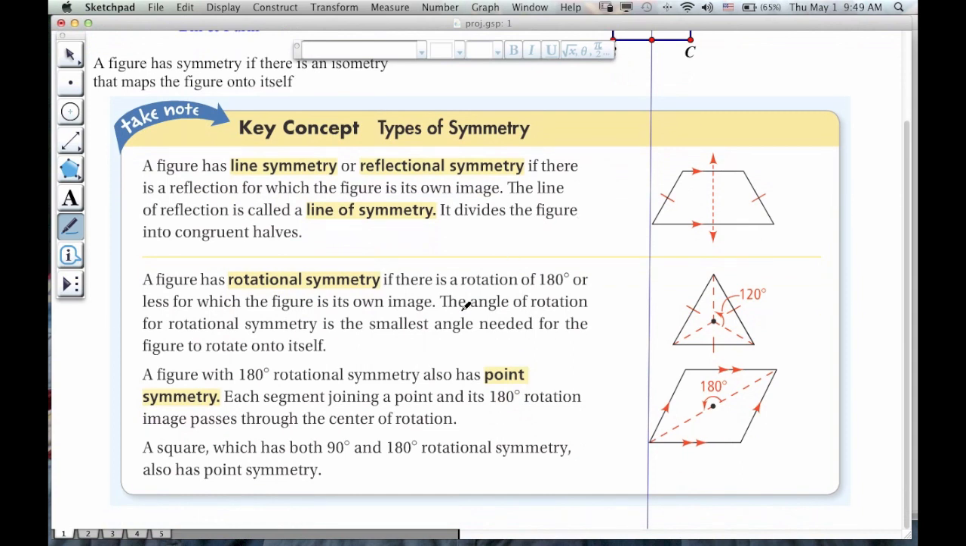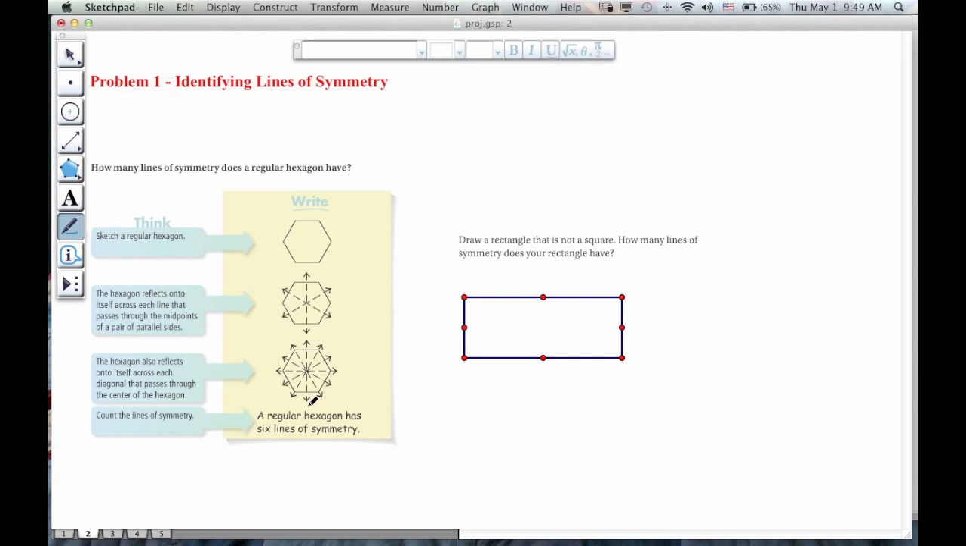The third type of symmetry is point symmetry. A figure has point symmetry if the figure has 180 degrees rotational symmetry. Each segment joining a point and its 180 degrees rotation image passes through the center of the rotation. So, the first type of problem that we'll find in this section is how many lines of symmetry does a shape have?